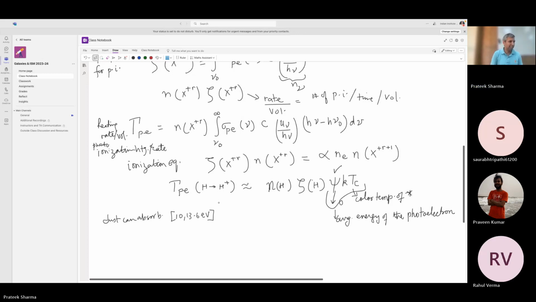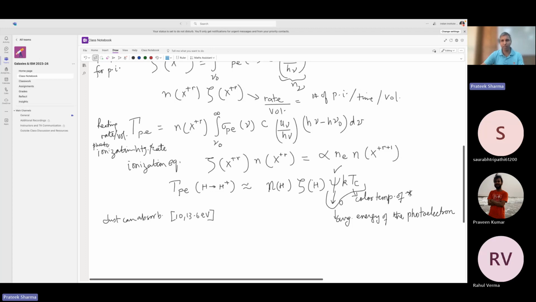Okay. There are also other heating processes. For example, if you have cosmic rays, cosmic ray particles can come and hit the nucleons there. You can have Coulomb interactions, and they can lose their energy and heat the gas. You can have MHD waves which can dissipate and heat this plasma and so on. But they are all subdominant compared to photoelectric heating in an H II region.